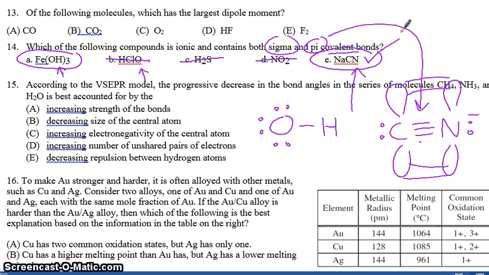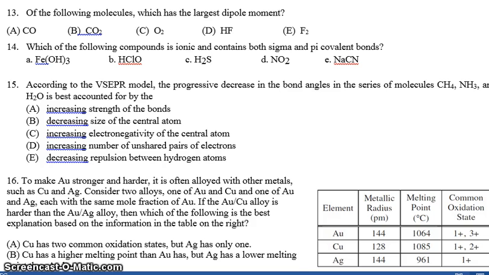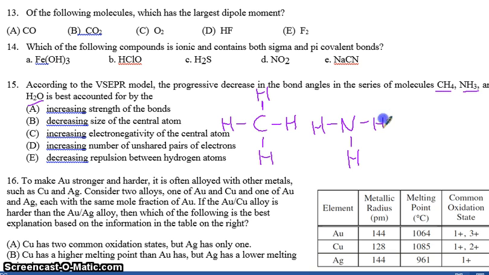Good. Let's take a look at number 15. According to the VSEPR model, the progressive decrease in bond angles in the series of molecules CH4, NH3, H2O. So what they're saying is that the bond angle decreases as you go from CH4. Now CH4 simply shows 4 hydrogens around the carbon. NH3 shows 3 hydrogens around the nitrogen and a lone pair. And water shows 2 hydrogens and 2 lone pairs.